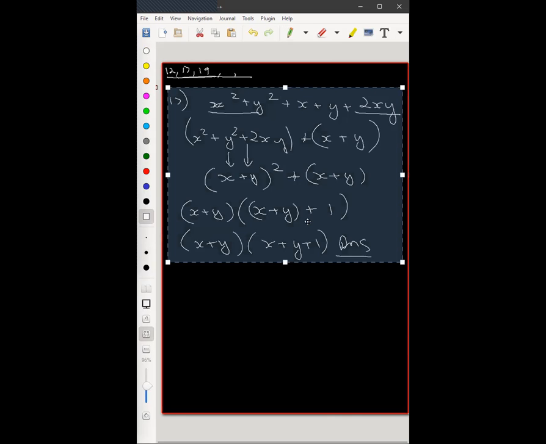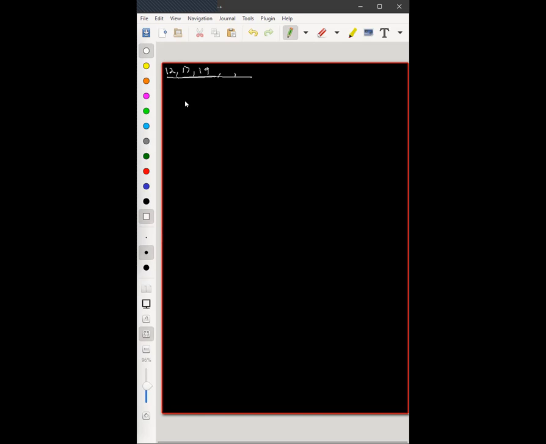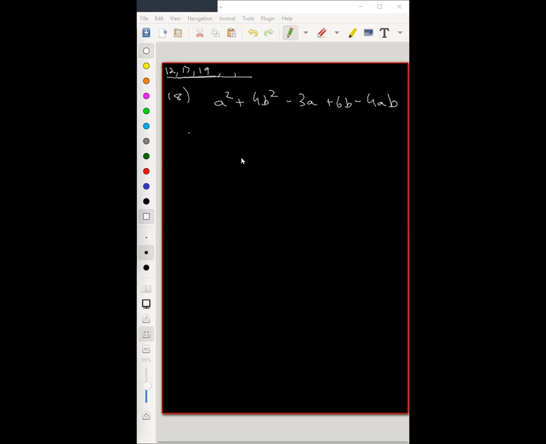Sir, can you take the 18th one also? Yeah, I'm doing the 18th one. a squared plus 4b squared minus 3a plus 6b minus 4ab. That's 6 terms. Tell me now, what can we do? Rearranging: a squared plus 4b squared minus 4ab minus 3a plus 6b.